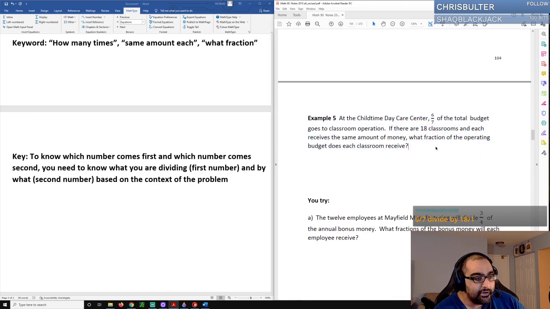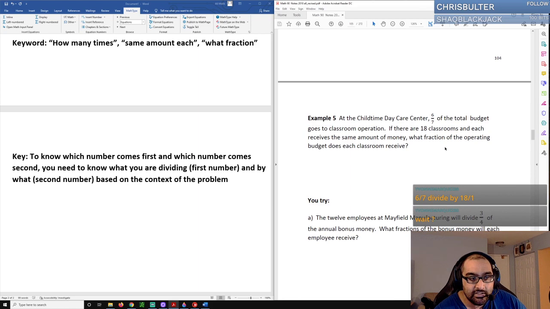Be very careful here. It says 6/7 of the total budget here. So there's 18 classrooms, okay? 18 classrooms here. So what are you trying to divide? Are you trying to divide 18, or are you trying to divide 6/7 from 18? So again, what you suggested is to take 6/7 divided by 18. That's what you wrote out there. So that's why it's important to note which number comes first and which number comes second.